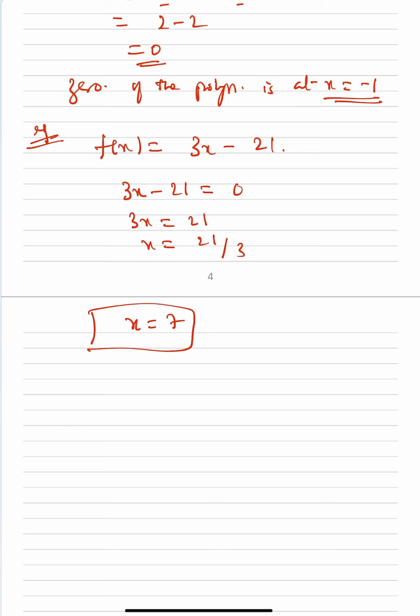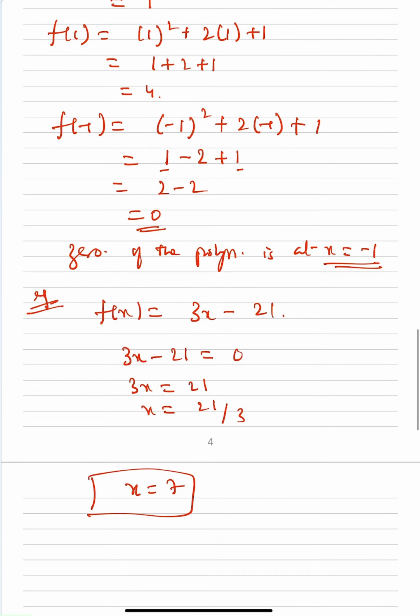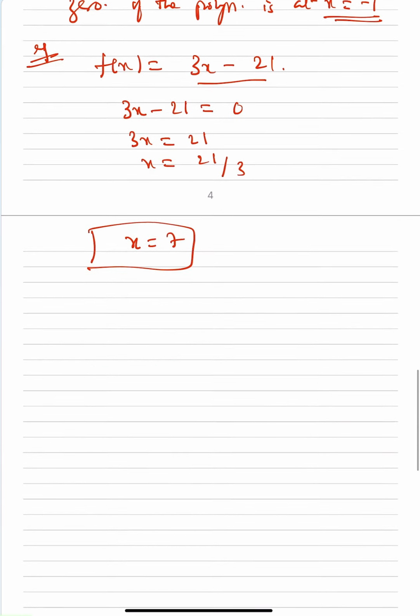When the value of x is 7, I will get 0. So 7 is the zero of the given polynomial. It is the root of the polynomial and a zero of the polynomial also. Because it is of the form ax plus b, that is a linear polynomial, correct? For more than linear polynomials, you need to place the values of x. But this you can do directly like this.